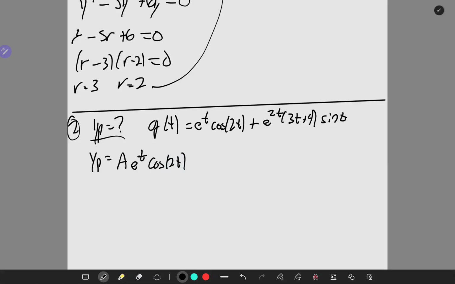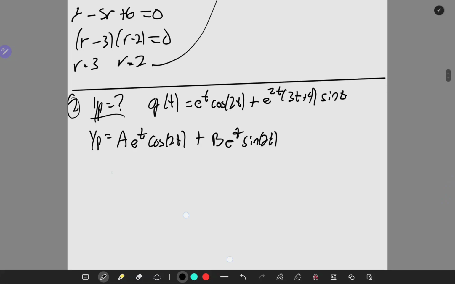Now remember, cosine has to go with sine, so plus b e to the t sine of 2t, plus, we have a first degree polynomial. I'm going to write that part out front. The 3t plus 4 is a first degree polynomial.